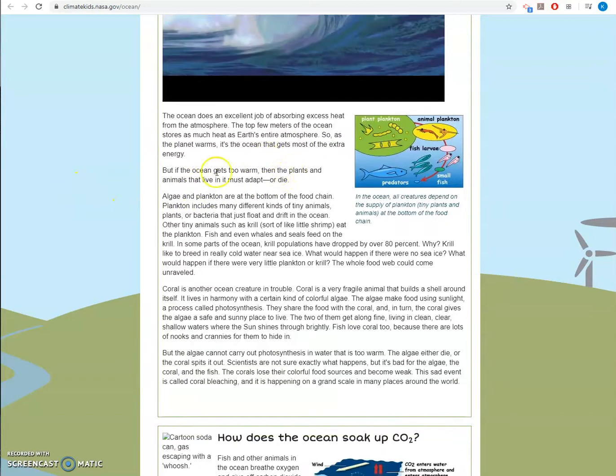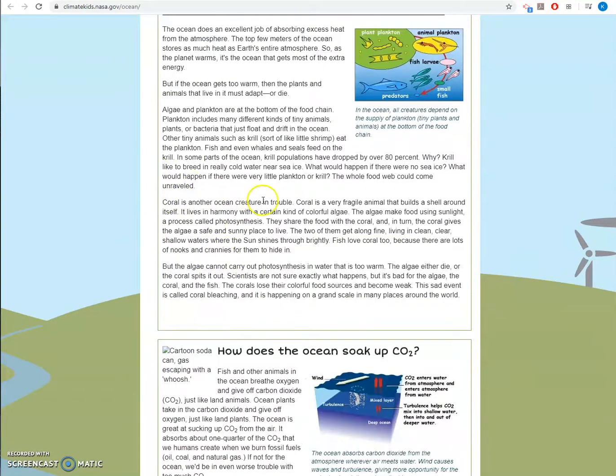If the ocean gets too warm, then the things living in it are not going to be able to survive, so they'll die. So you can read through here about how that affects the food chain and how that affects everyone. And coral is another creature that's going to be in trouble because coral lives close to the surface, and that's something that you need to think about. Coral is really useful for providing habitat and things like that as well.